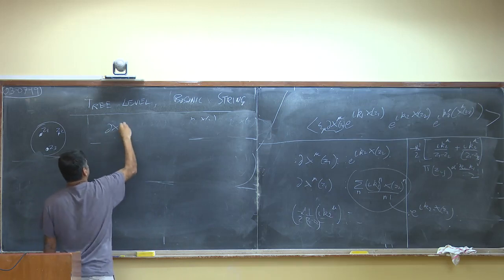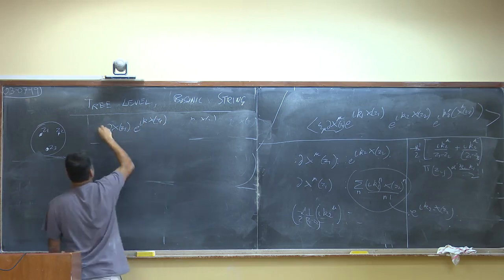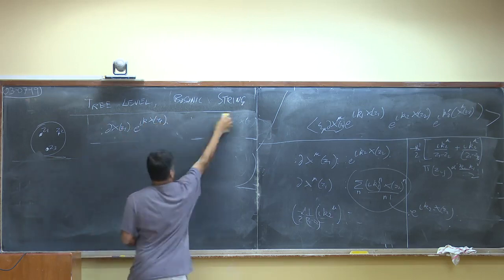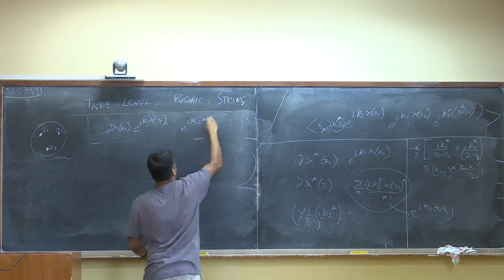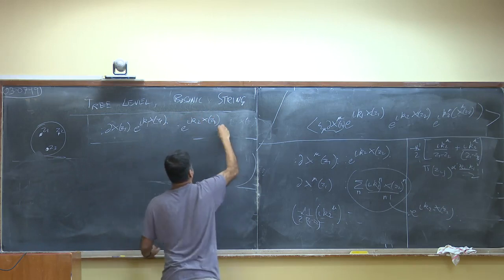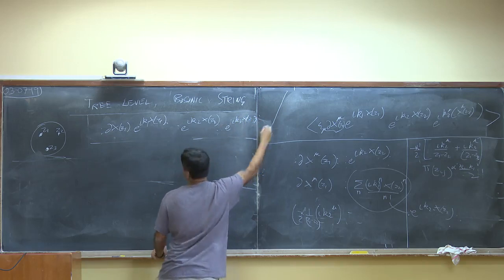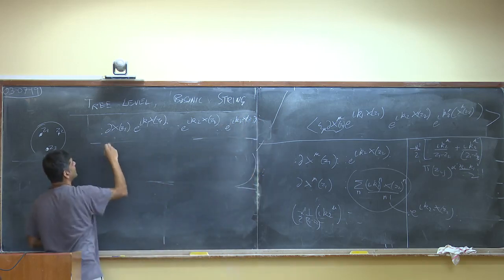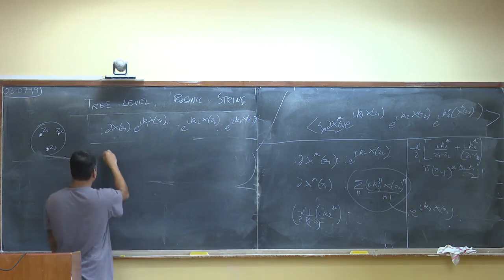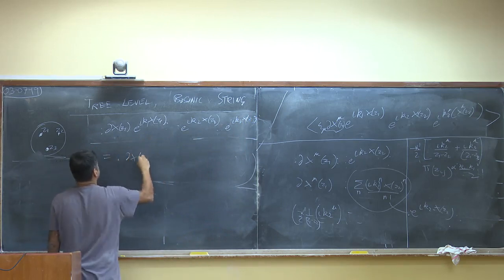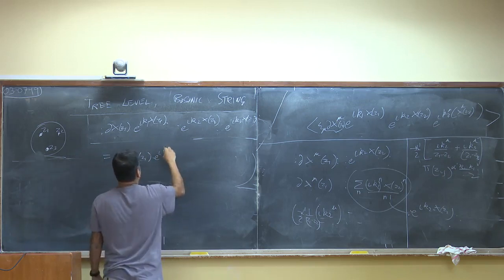Suppose we have del x of z1, e to the power i k1 x of z1, then e to the power i k2 x of z2, and e to the power i k3 x of z3. Now first we'll use the theorem with this one and this one. So this we've just shown is equal to normal order of del x of z1 e to the power i k1.